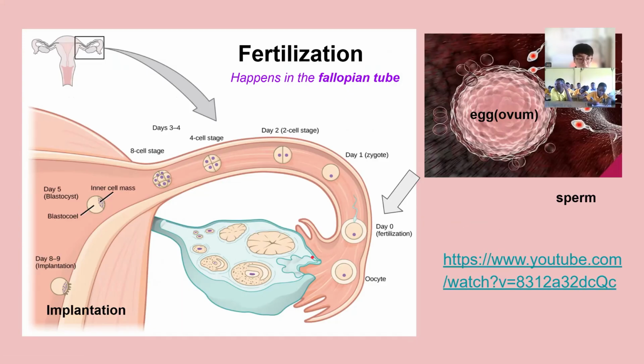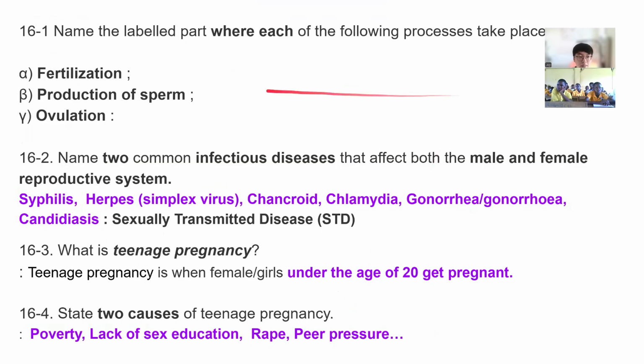So during this period, when the egg successfully meets a sperm in the fallopian tube, this is where the fetus grows by cell division, and then it implants to the wall of the uterus, and that's where the baby grows.